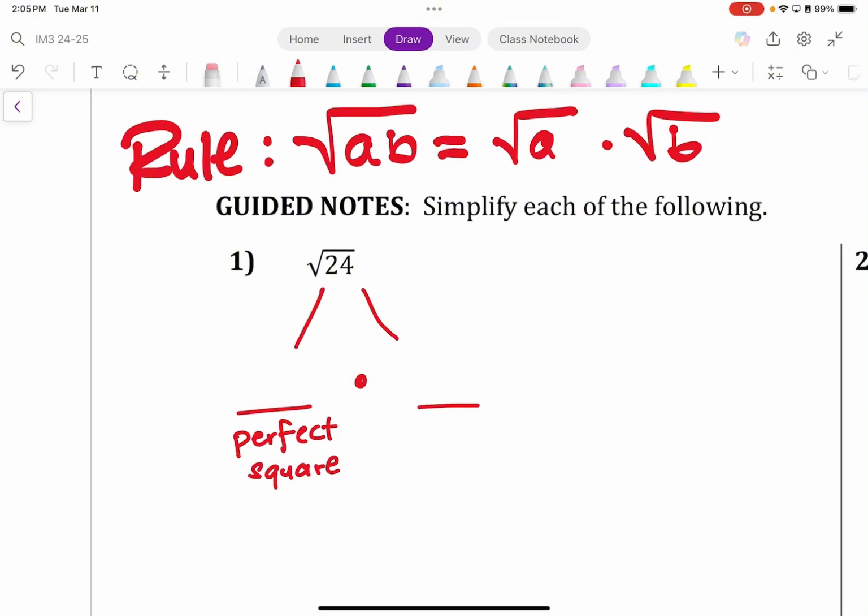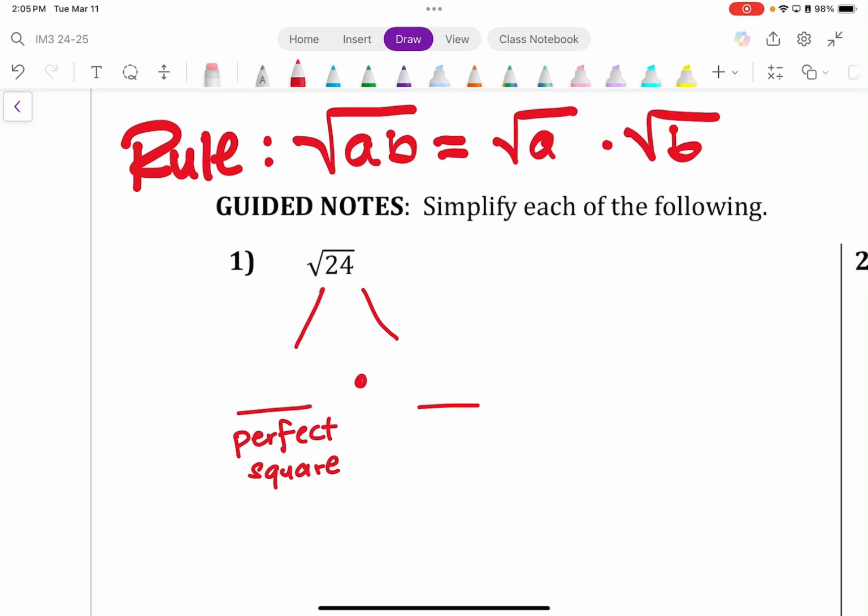So look at your list of perfect squares, and I want you to figure out if there are any numbers on that list of perfect squares that also happens to be a factor of 24. And when you get it, raise your hand. Yes, go ahead, Gabriel. 4.